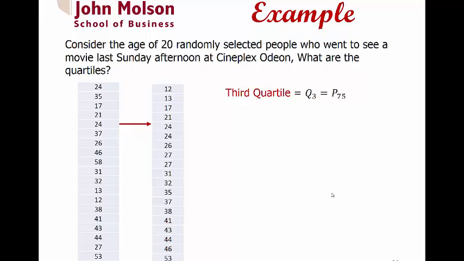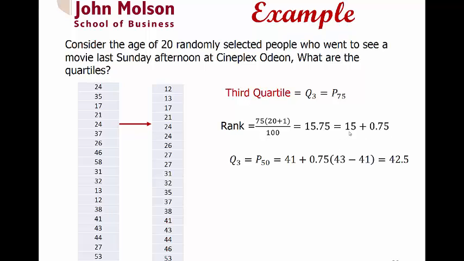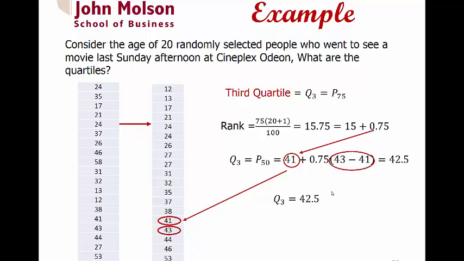And then the third quartile, similarly, I take my rank: 75 times 20 plus 1, divided by 100, gives me 15.75. So it's 15 plus 0.75. I guess by now you guessed it, I need my 15th observation. Where is my 15th observation? It corresponds to this 41 here, plus 0.75 times the difference between observations 15 and 16. So we have here 41 and 43. So 41 plus 0.75 times 43 minus 41 is 42.5.